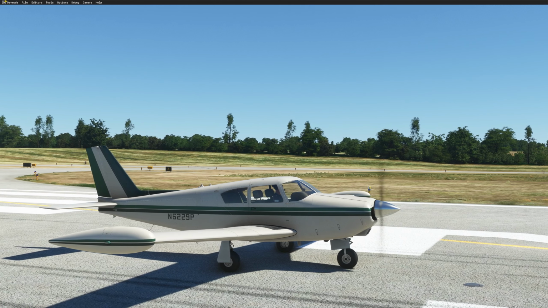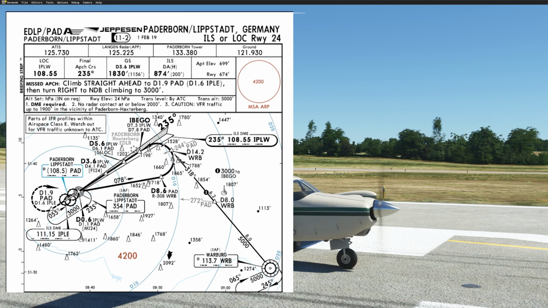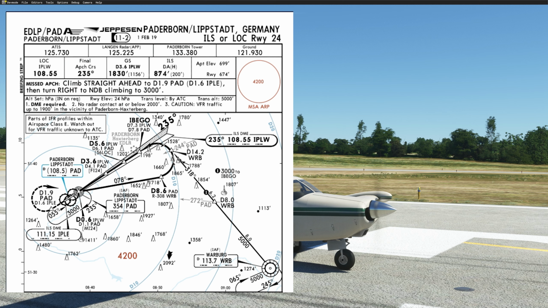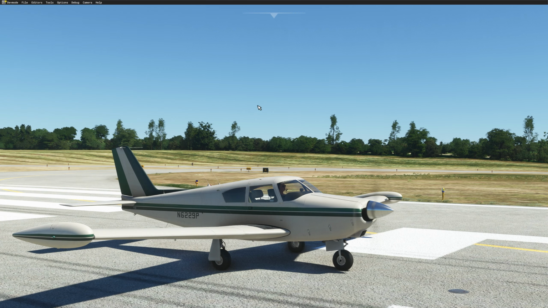Today I've chosen to fly out of the airport of Paderborn in Germany, and we will be flying out of runway 24. So this is what you have to set in your simulator. So let me do that and I'll see you just in a second.